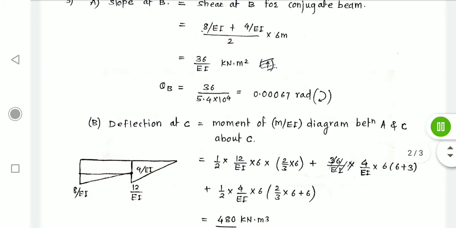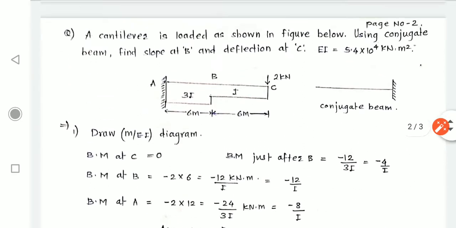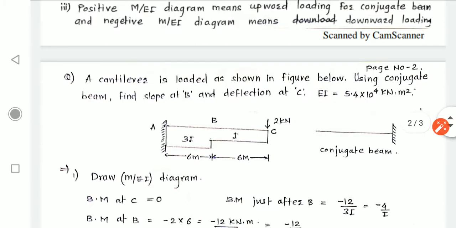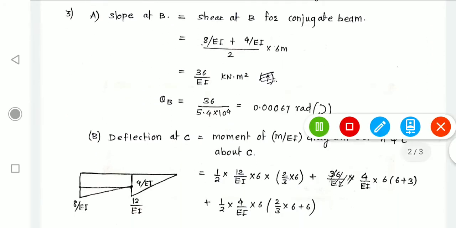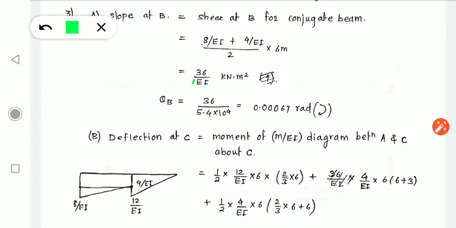Okay, now if you put the value of EI, because the EI value is given in the question. See here, the EI value is given in the question. So once we calculate the slope, we put the value of EI into it, and the final answer is 0.00067 radian, in a clockwise direction. Now the next step is deflection at C.